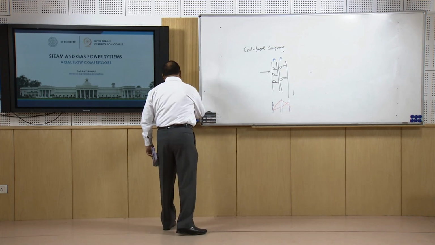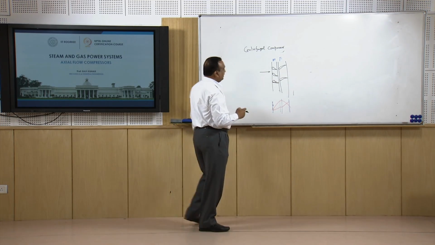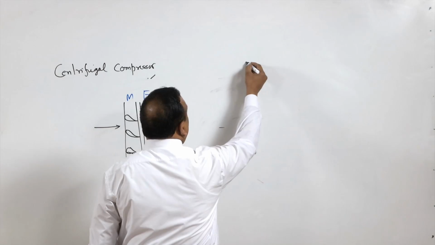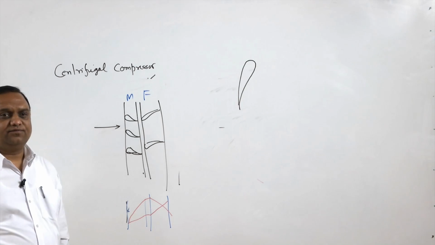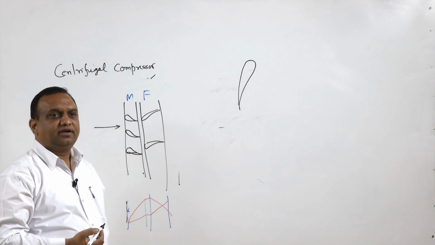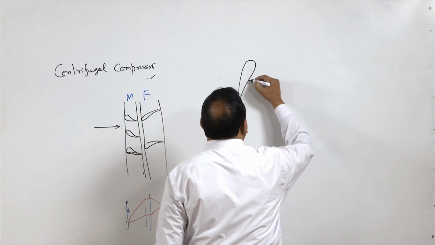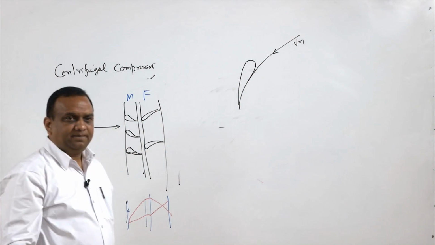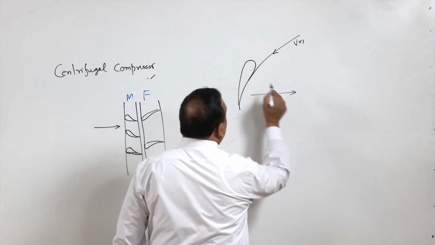Now first of all, we will draw a velocity diagram for the axial flow compressor, which will make things clearer. So, there is a blade in an axial flow compressor, not turbines. The air is supposed to glide over the surface. When the blade is moving in this direction, the air is supposed to glide over this surface. So, this is VR1, and the blade is moving with a certain velocity in this direction.